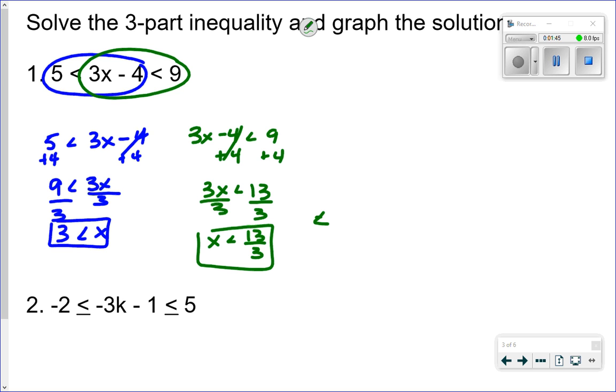And then I'm going to draw my number line here. I need to have the smallest number on the left. So 3 is my smallest number. 13 over 3 is a little bit larger. If you put that into your calculator, it'll give you 4 point something. Then we need to use open or closed circles on the 3 and 13 over 3. Neither of these is equal to, so they're both going to be open. It's greater than 3, less than 13 over 3, so the shaded part would be in the center.